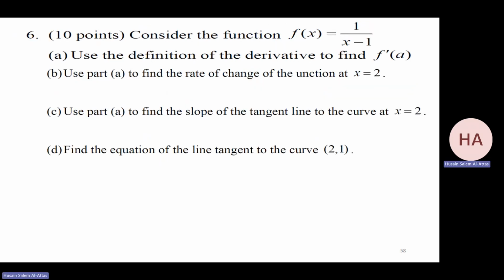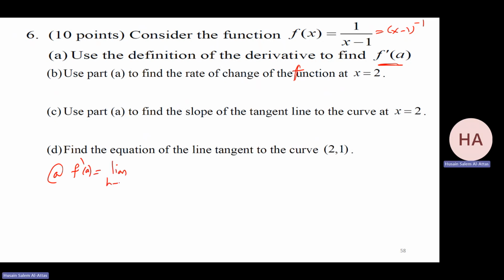This function is a nice function. It relates the things with each other. I will explain it to you. This is what? X minus 1, all to the power minus 1. He said, part A, use the definition to find the derivative of f prime at a. I'll do the definition. F prime at a is what?